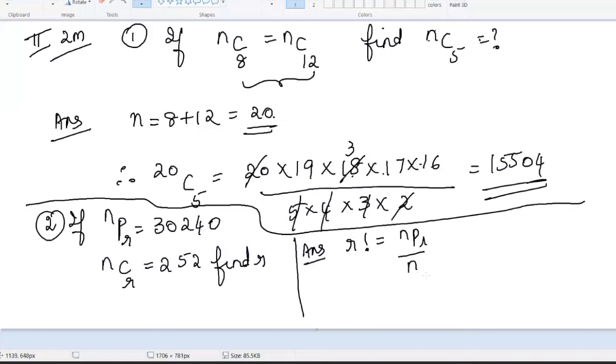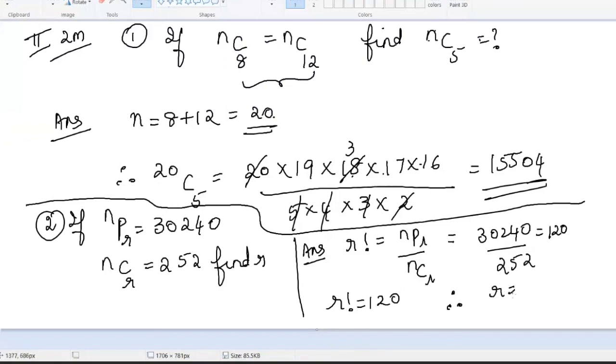When you substitute here, you get 30240 divided by 252. This is the r factorial answer. 120 is r factorial. They did not ask me r factorial, they asked me r. So r factorial is 120. Therefore r is equal to, I know 5 factorial is 120. So this is nothing but 5 factorial you can write. Therefore, r is equal to 5. Okay, followed?